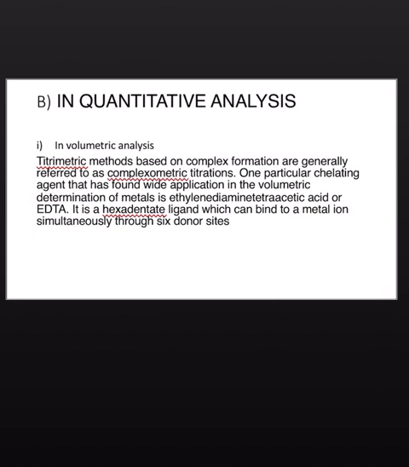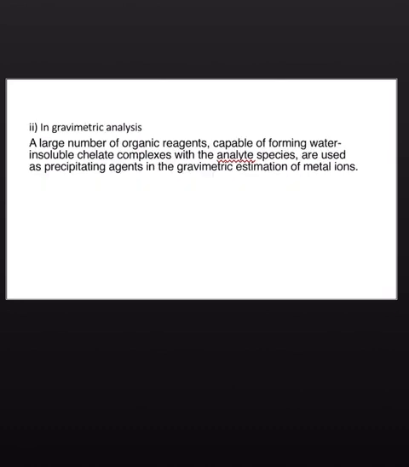B. In quantitative analysis. First, in volumetric analysis. Titrimetric methods based on complex formation are generally referred to as complexometric titrations. One particular chelating agent that has found wide application in the volumetric determination of metals is ethylenediaminetetraacetic acid or EDTA. It is a hexadentate ligand which can bind to a metal ion simultaneously through 6 donor sites.